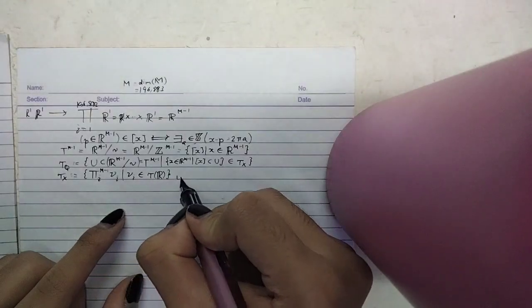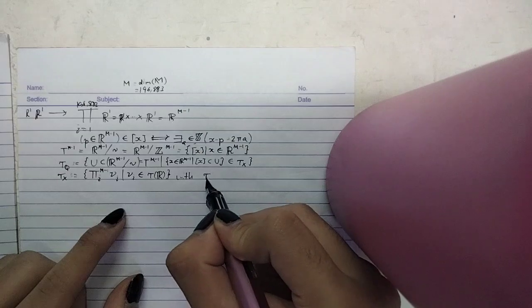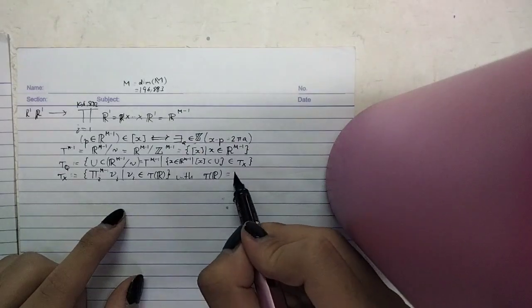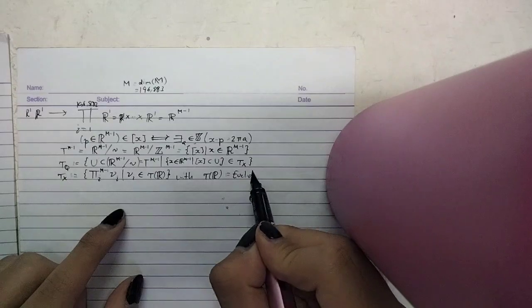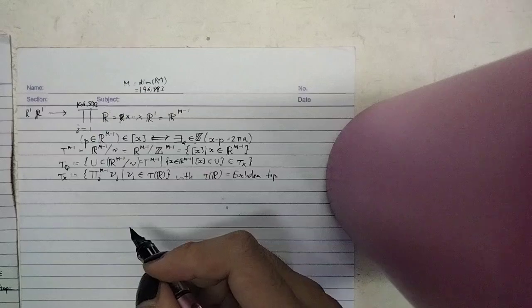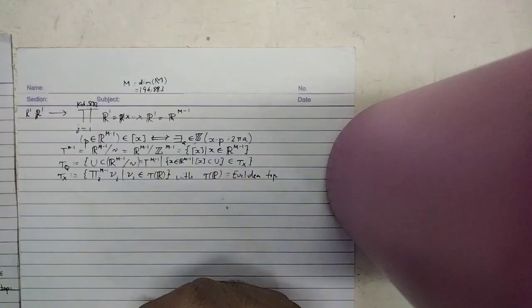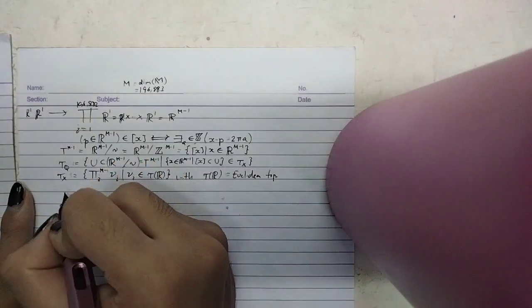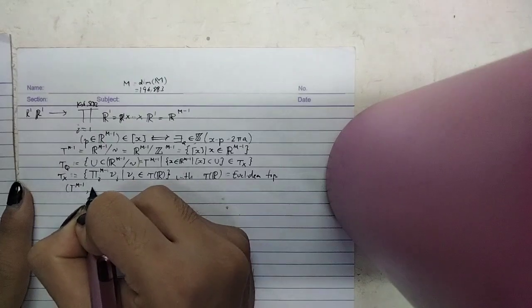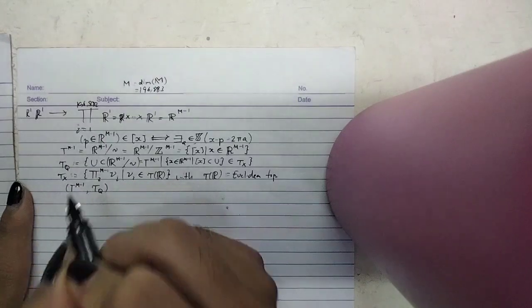So with tau of R defined to be the Euclidean topology, okay, we're done with our fifth step. The sixth step is the final one. We're just going to equip T to the m minus 1 with our quotient topology, and then we're done.